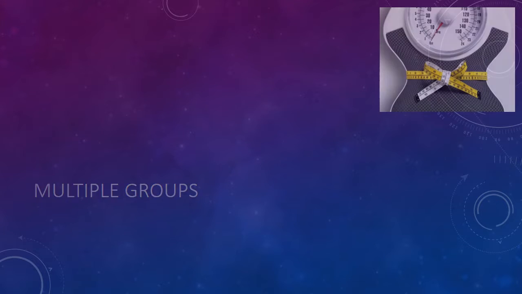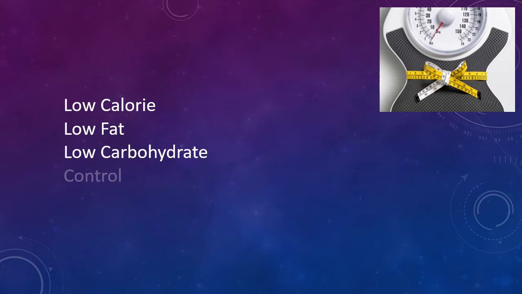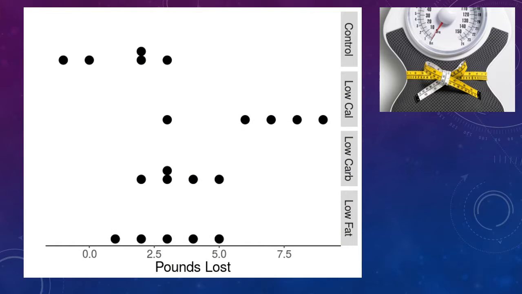Nutritionists were interested in the effectiveness of 3 different weight loss programs: a low-calorie regime, a low-fat regime, and a low-carb regime. They conducted an experiment with 20 participants, randomly assigning each participant to one of the weight loss programs or to a control condition without a special diet. At the end of 8 weeks, the researchers measured how much each participant had lost under the program.